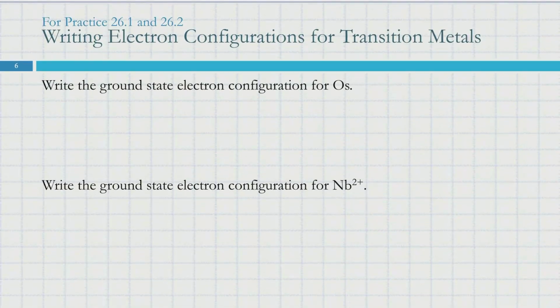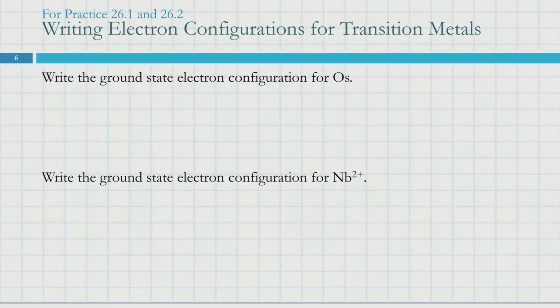All right, let's write ground state electron configurations for osmium and the niobium 2+ ion. First thing we need to do is find where they are in the periodic table. So osmium is number 76. It's in group 8, period 6.